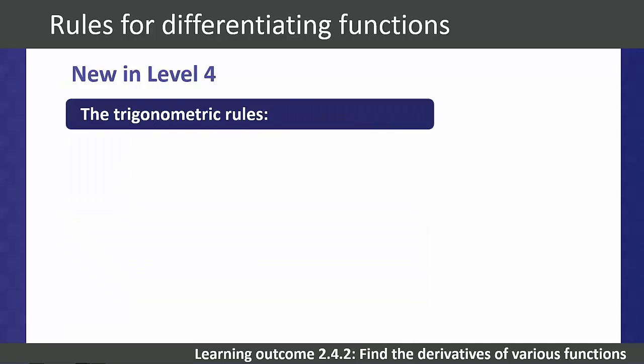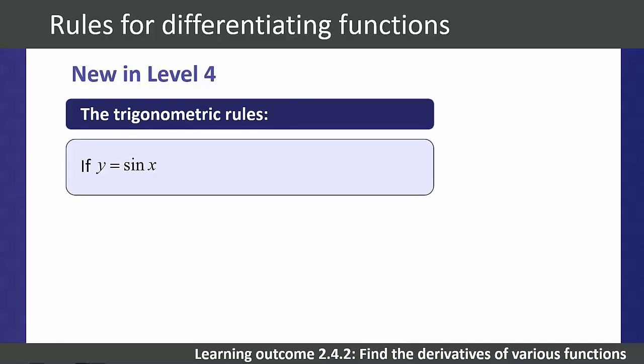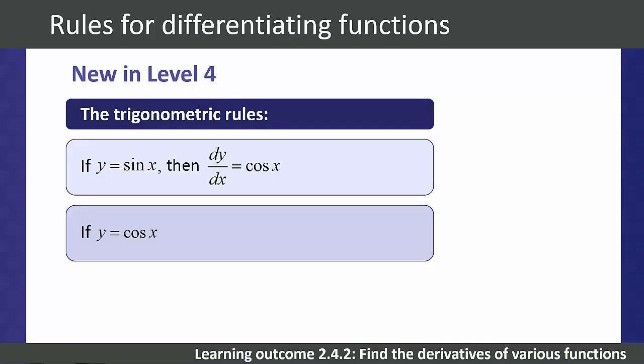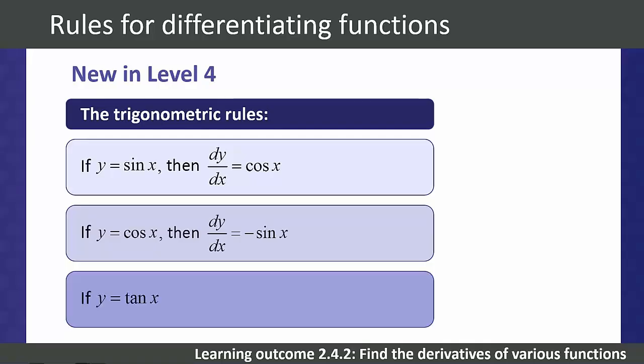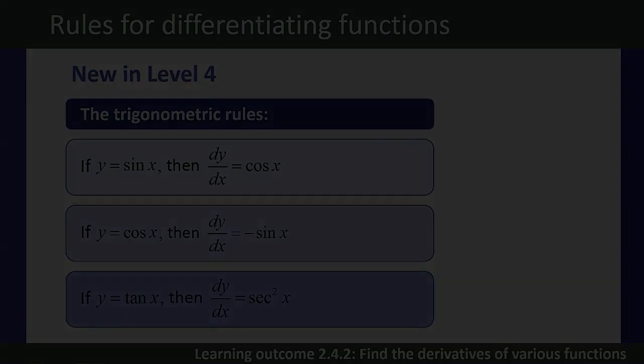The trigonometric rules are also new to students in Level 4. Let's take a look. If y equals sine x, then the derivative is cos x. Similarly, if y equals cos x, then the derivative is sine x. And if y equals tan x, then the derivative is sec squared x. All of our basic rules can be found on the formula sheet for paper 1. Let's watch some examples using the rules for differentiating functions.